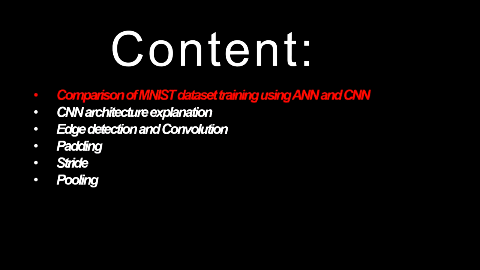So this is the list of topics that I will cover today. The first one is the comparison of the MNIST dataset using the artificial neural network, which is the previous dense model that we have learned, and the convolutional neural network. The second one, I will give some simple explanation about the architecture of the CNN. Later on, the next four parts are the basics or the foundation of the CNN. The first is the concept of edge detection and convolution. Second is padding. Third is stride, and finally the concept of pooling.